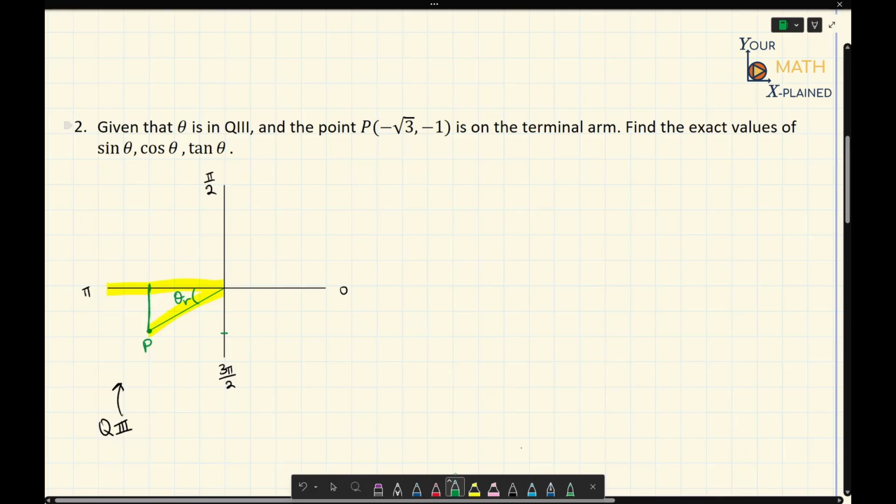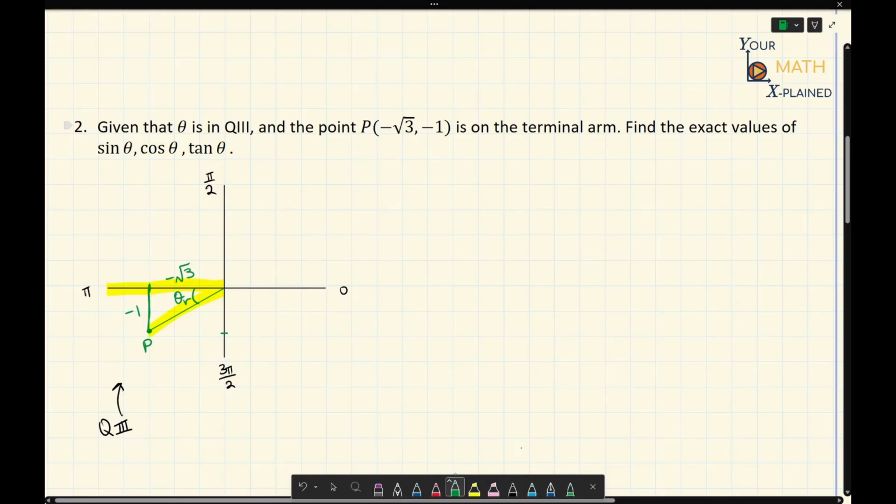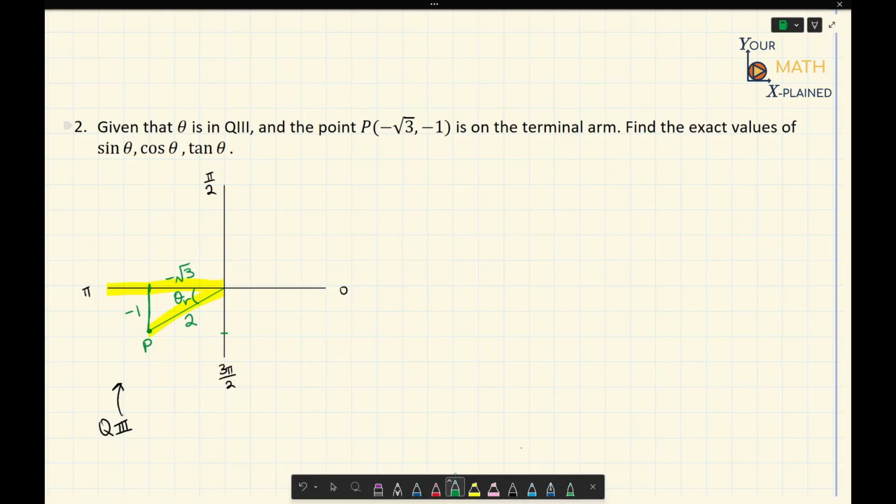Next, we're going to label our sides. So here, this would be -√3, and here, this would be -1. And if you remember your special triangle, you'll know that this is just the 1, 2, √3 triangle, so our hypotenuse here is 2.